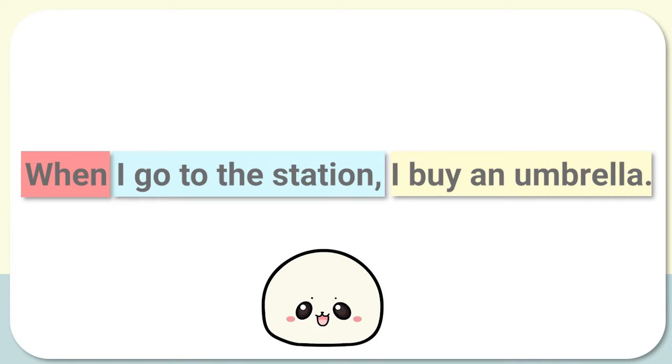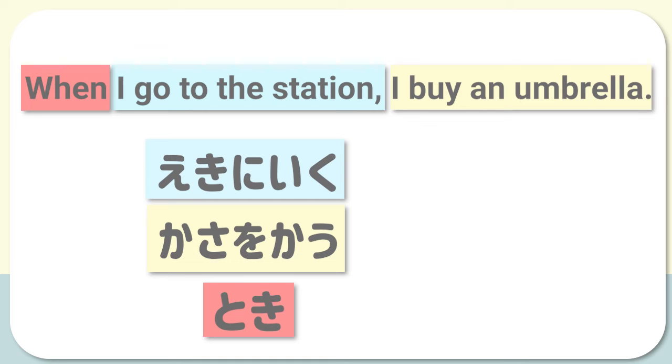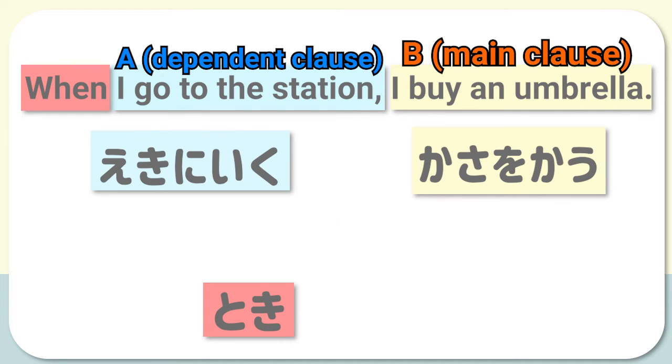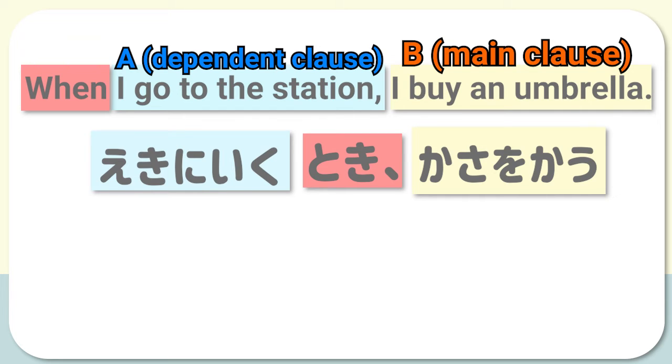Then let's learn how to make a sentence with toki. First, take a look at this sentence. Now let's translate this into Japanese. You need to put these Japanese phrases in correct order, but it's simple. All you need to do is to put a main clause at the end, the other event at the beginning, and toki in the middle. That's it.